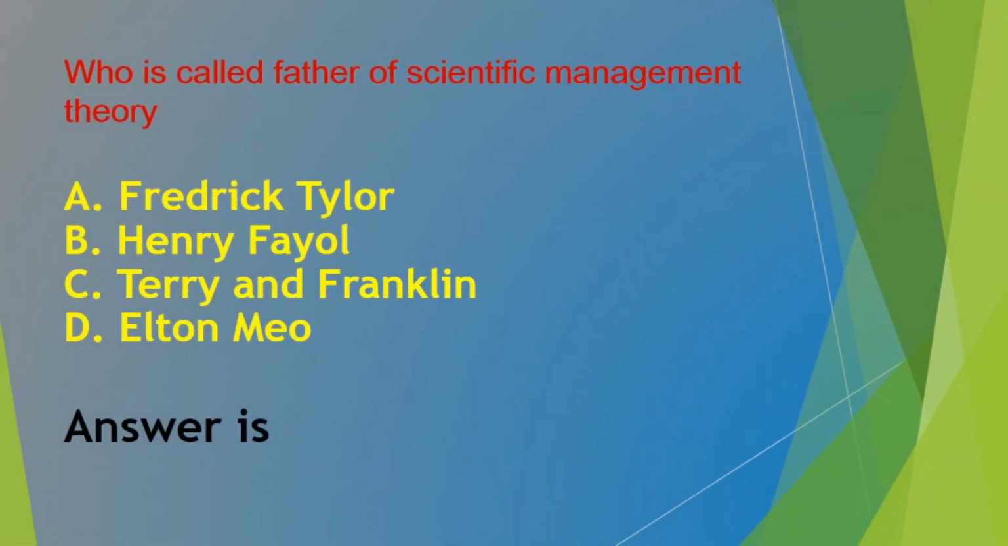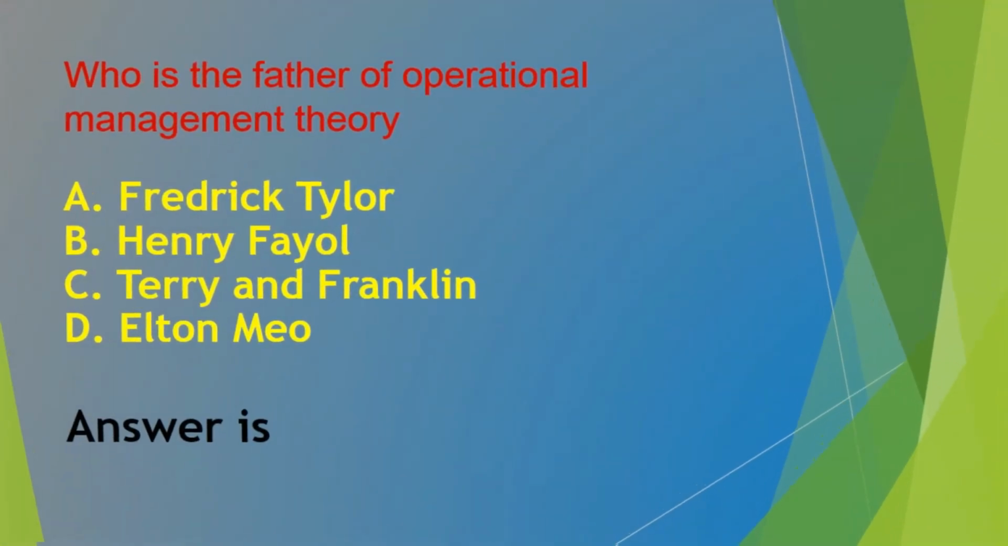Who is called father of scientific management theory? A. Frederick Taylor, B. Henri Fayol, C. Terry and Franklin, D. Elton Mayo. Answer is A. Frederick Taylor. Who is the father of operational management theory? A. Frederick Taylor, B. Henri Fayol, C. Terry and Franklin, D. Elton Mayo. Answer is B. Henri Fayol.